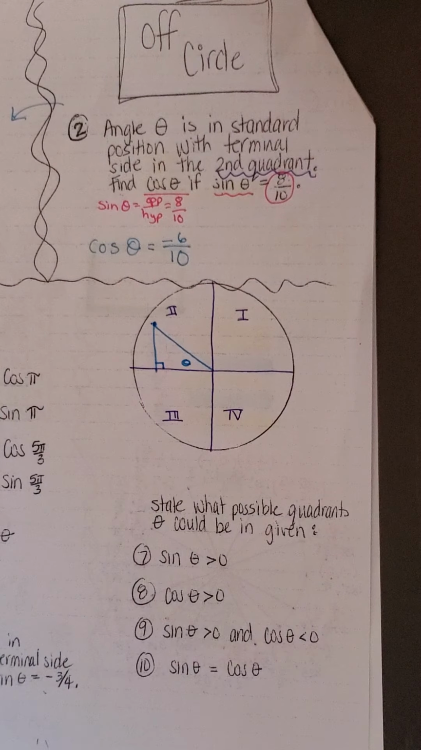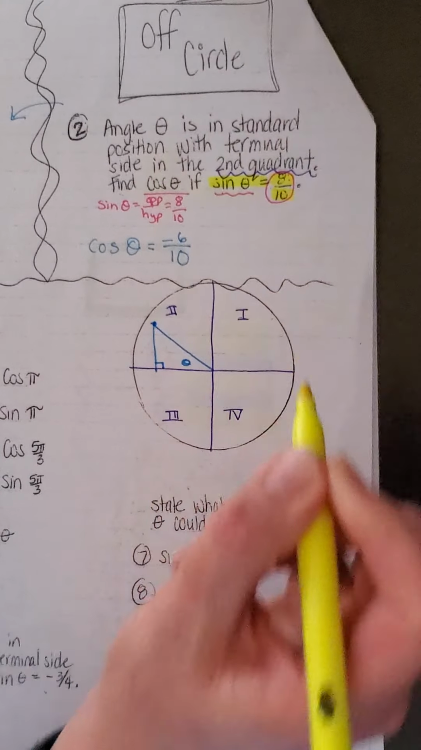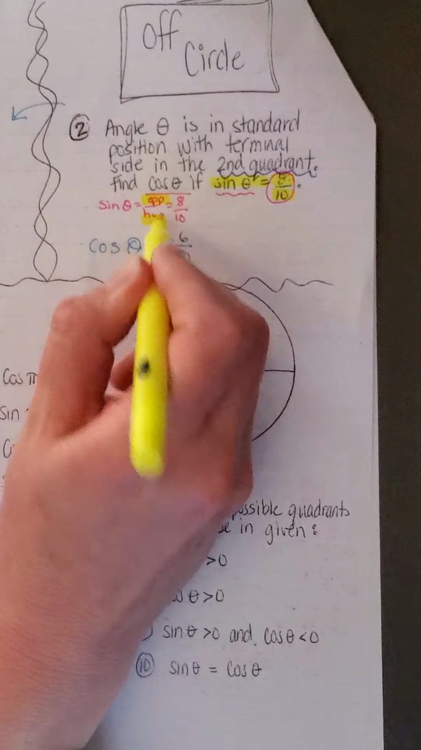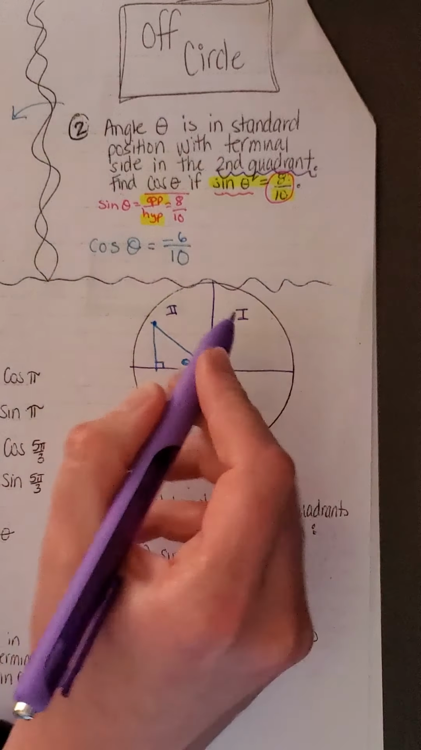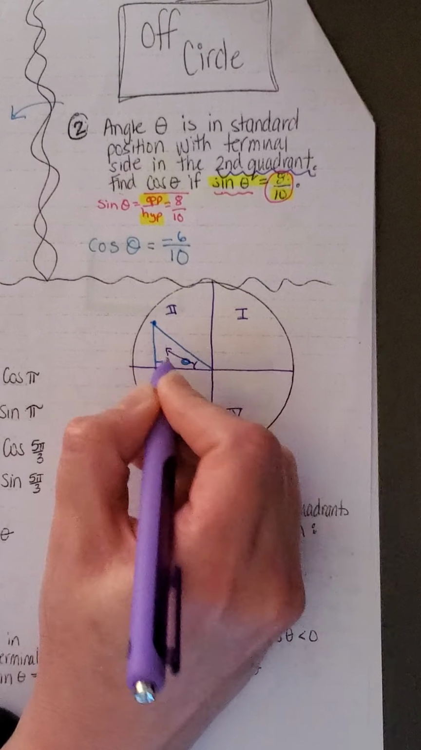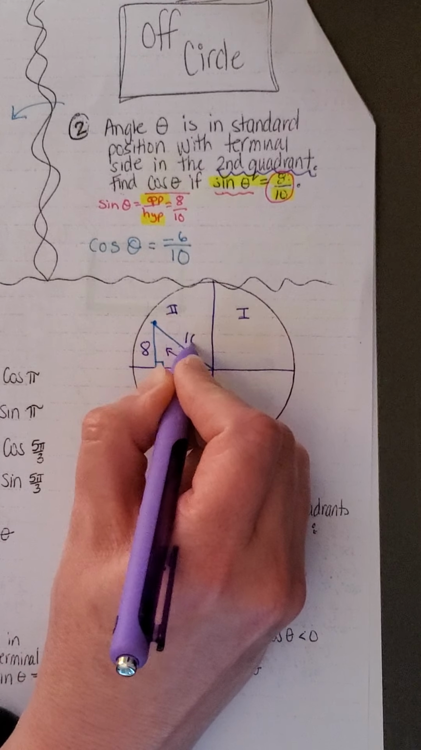And then I'm going to go back to the information they gave me, which said that sine theta is 8/10. Well, we know that sine is opposite over hypotenuse, so if I'm standing at angle theta, that means that opposite of theta, over there, will be 8, and the hypotenuse, which is always across from the right angle, will be 10.